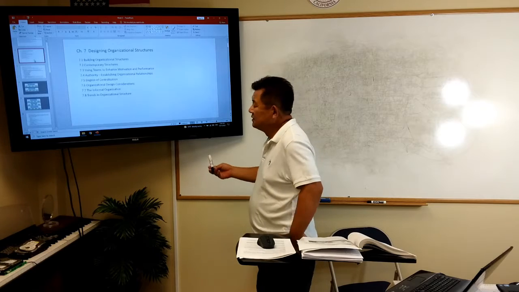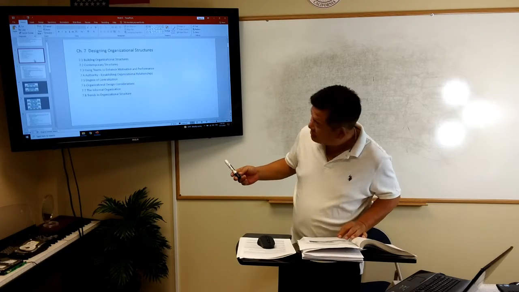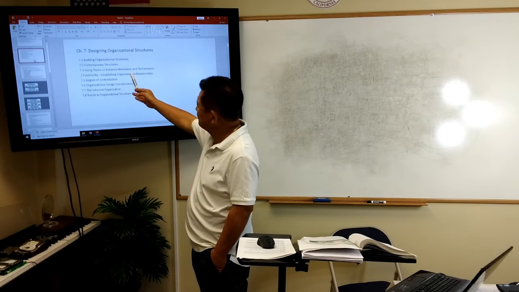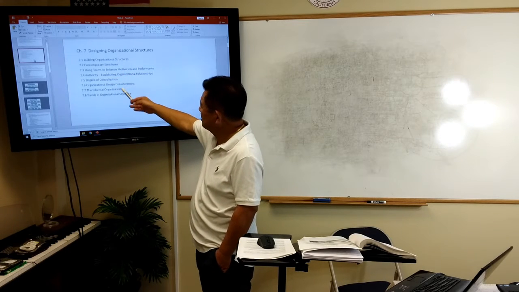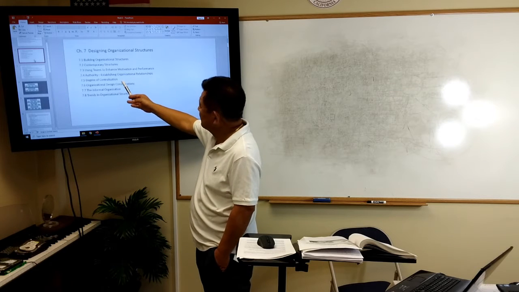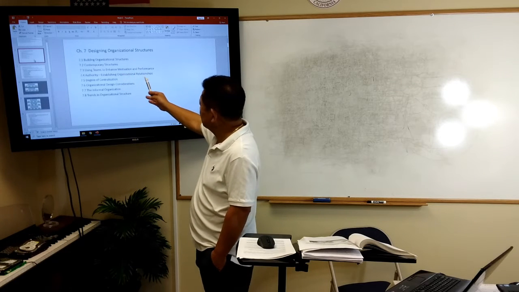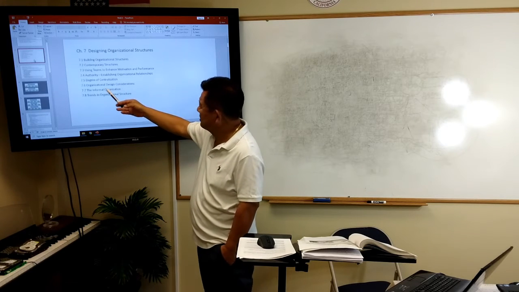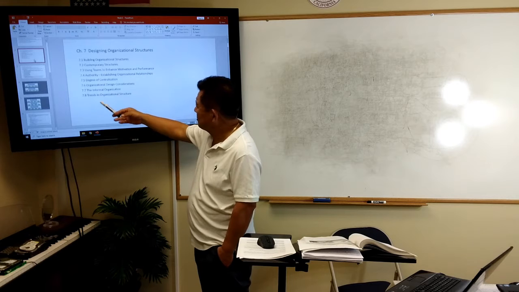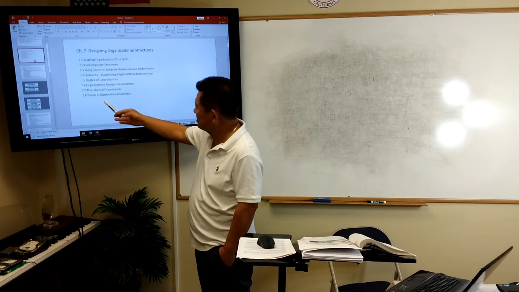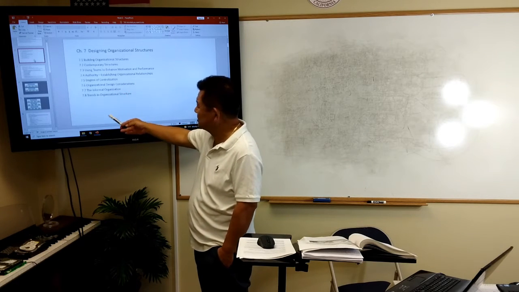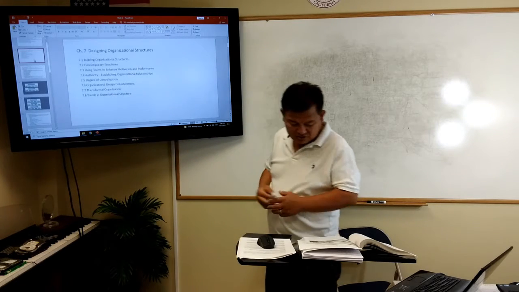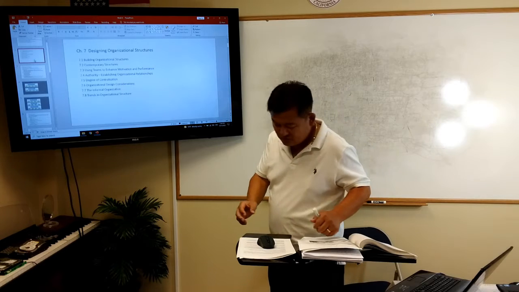Next, this chapter consists of eight parts. First, building organizational structure, contemporary structure, using team-based structure to enhance motivation and performance. Authority, establishing organizational relationships, degree of centralization, organizational design considerations, the informal organization, and the last, trends in organizational structure. So today we will review them one by one.